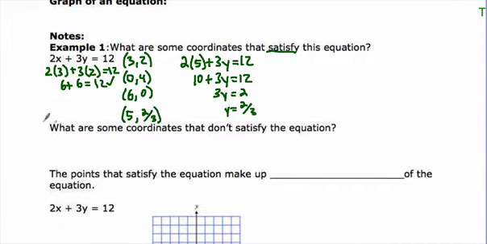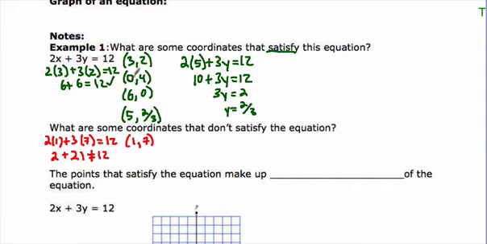Okay, what are some coordinates that don't satisfy the equation? Well, I could just randomly pick some numbers and then test them. So how about (1, 7)? So 2 times 1 plus 3 times 7. Let's see what happens here. It has to not equal 12. So 2 times 1 is 2. 3 times 7 is 21. And that definitely does not equal 12. So I found 1 point so far.